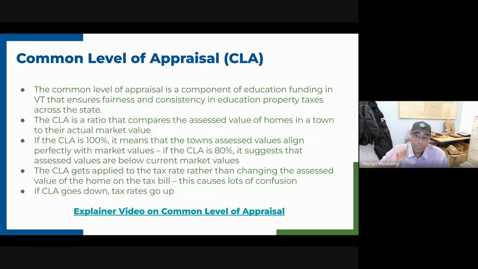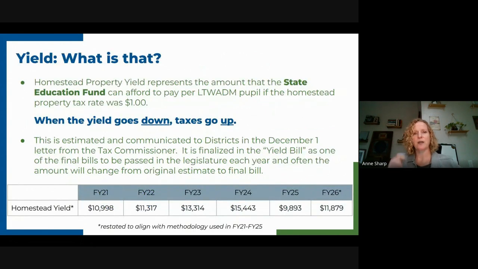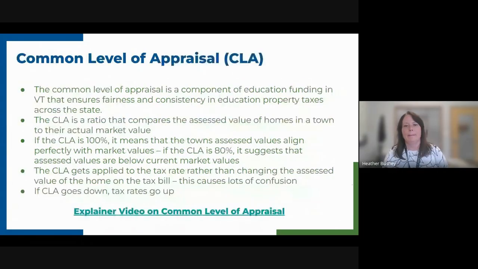Absolutely. Heather, I'm sorry, I have a quick question on the yield. Back to the other slide. So I understand what they can pay out if the rate was $1. Are the numbers like the 9,893 relevant to our district with our student weights, or is that per every student in the state? Every student in the state. Okay, that's what I thought. I just wanted to be sure I had that right. Thank you. You're welcome.